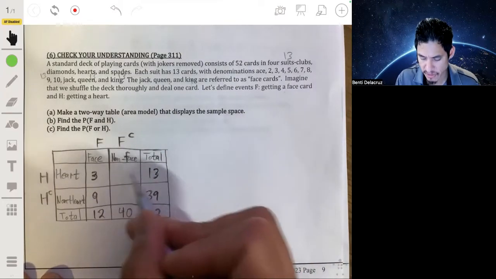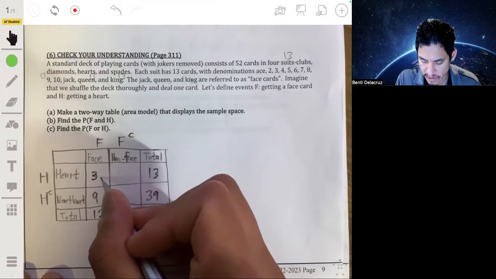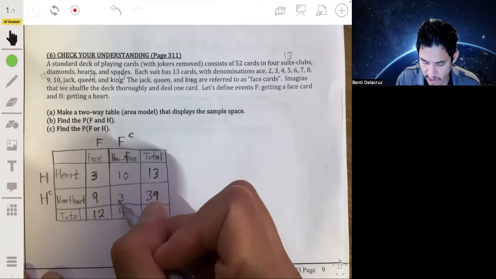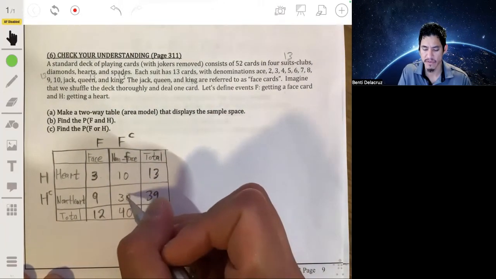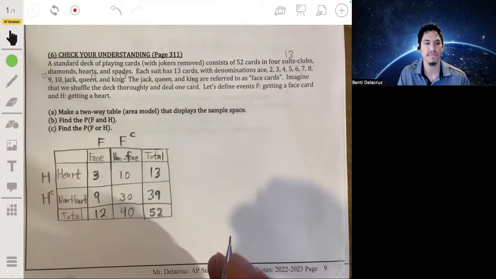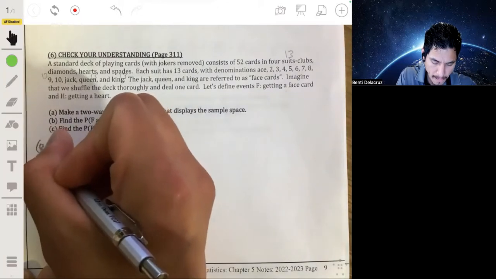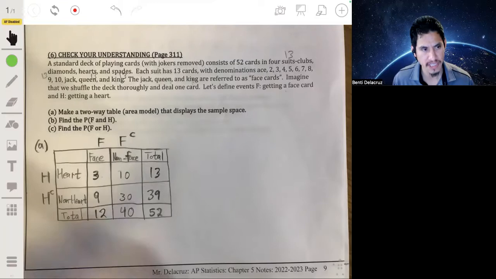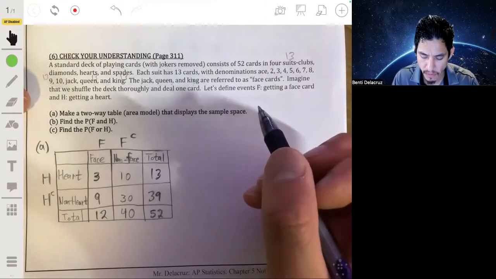And the rest, it adds up again. You just do how many you have to add to 3 to get to 13. So you have a 10 here and a 30 here. You have 10 non-face heart cards and 30 non-face non-heart cards. That's our table. That's part A. So that's the hard part. The rest should be easy as long as you have your table correct.